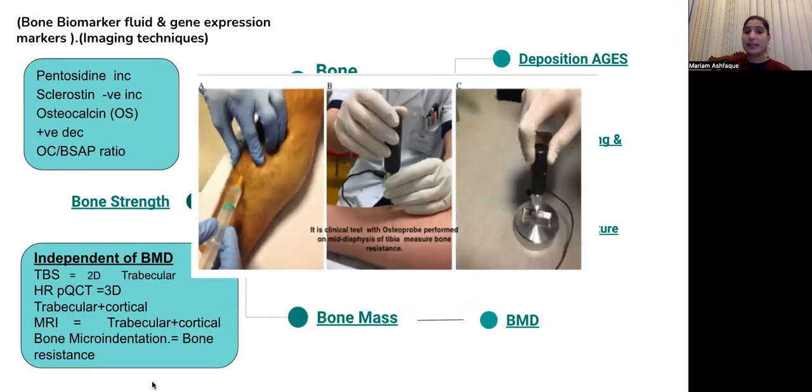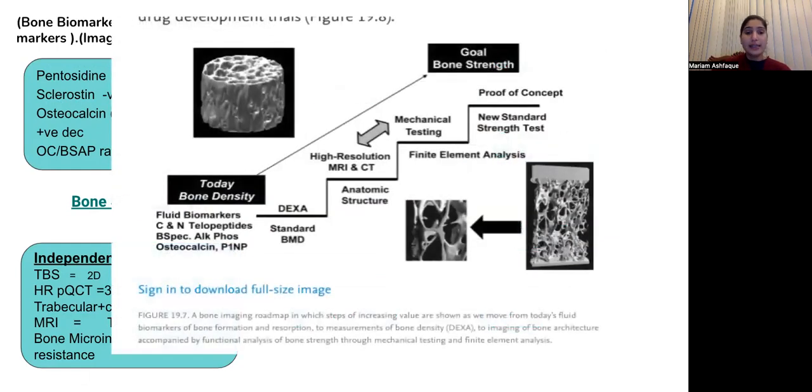This microindentation is a clinical test, the OsteoProbe, performed on the mid diaphysis of the tibia, and it measures bone resistance, which is reduced in diabetic patients. Okay, this one shows the bone imaging roadmap, in which the steps of increasing value show how far we move from body fluid biomarkers of bone formation and resorption, and from DEXA to high resolution imaging techniques.